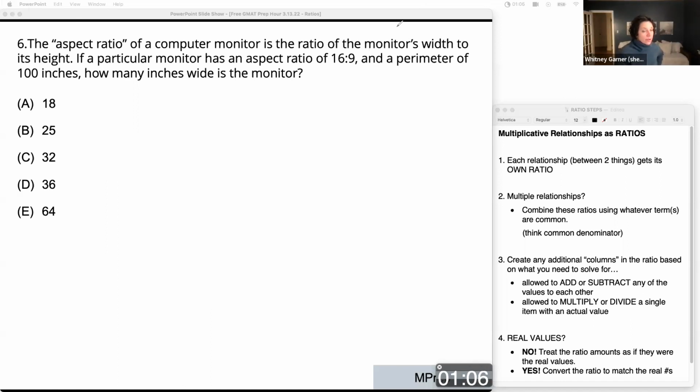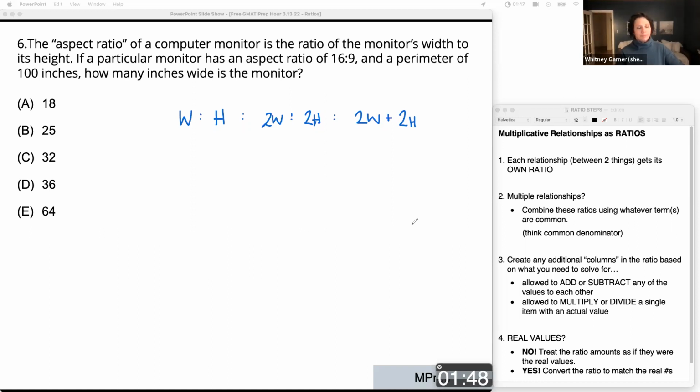It's okay if you're still working. This is really tricky. What I want to highlight for this, though, is that reminder that we are allowed to add or subtract any of the values to each other, and we can multiply any of the values by a set number. So I'd be allowed to have things like width to height, but then I could also have a 2 times W, or a 2 times height, or a 2 times width plus 2 times height. I'm allowed to have all of those in the same ratio.